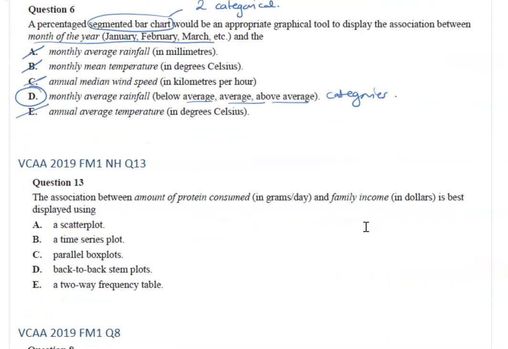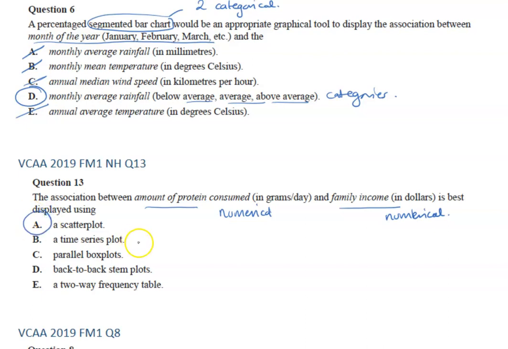So another question from the 2019 Northern Hemisphere paper. The association between the amount of protein consumed and family income in dollars is best displayed using... So this time we've been given the two variables and we have to decide which is the best display. For the amount of protein consumed in grams per day, we have a numerical variable there. And then the family income in dollars, again, another numerical variable. So when we've got two numerical variables, our best option is a scatter plot.